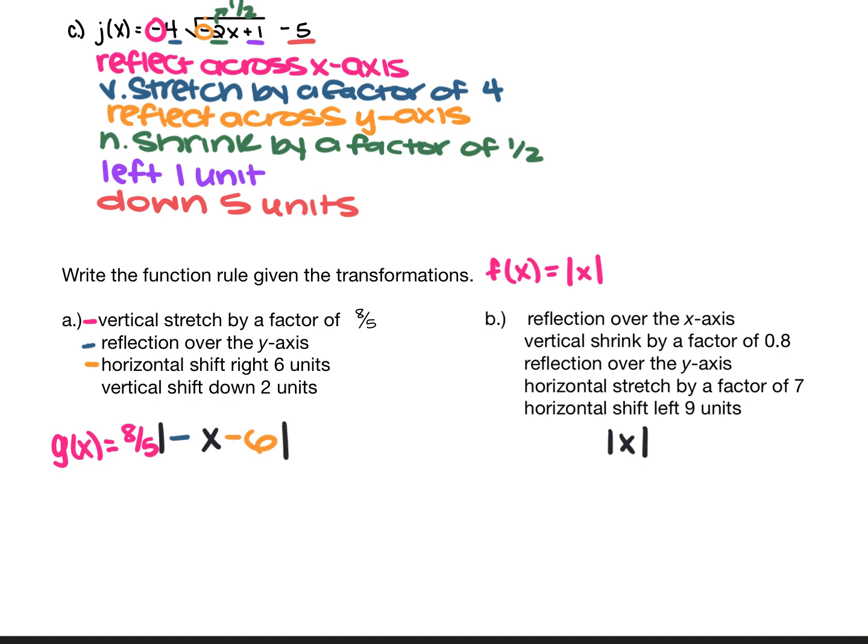From there, lastly, you have a vertical shift down 2 units. So that means that we're going down 2 units. We'll subtract 2 from this. So we have g of x is equal to 8/5 times the absolute value of negative x minus 6 minus 2.